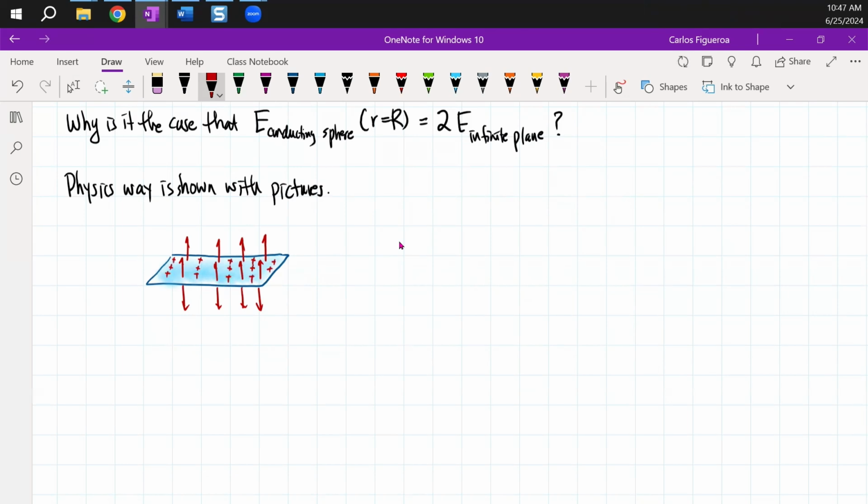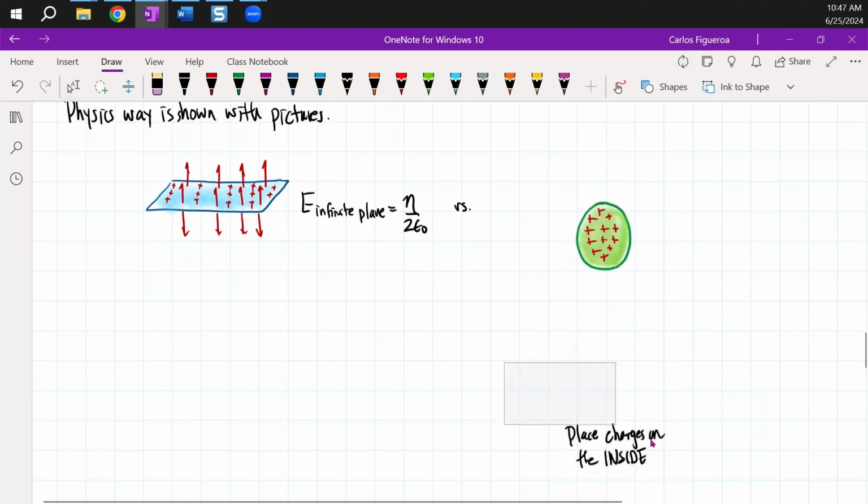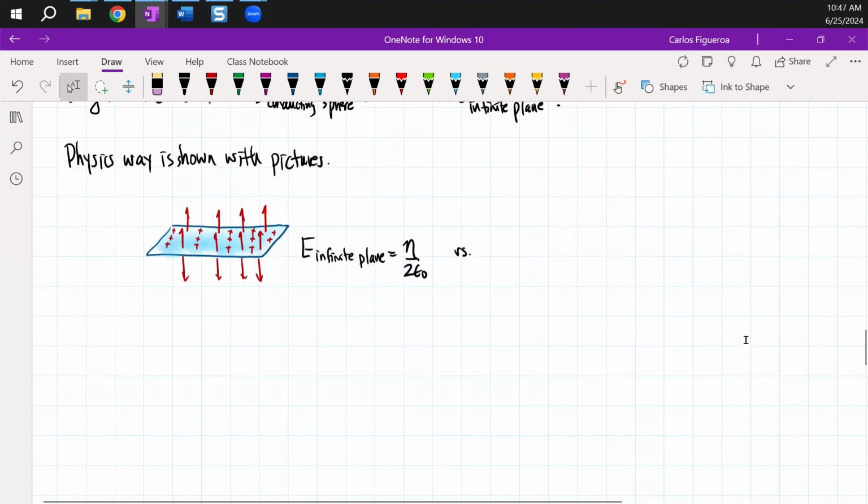Like that. So again, if I look at this field, you're seeing that this infinite plane is eta divided by 2 epsilon. So here's the thing that's really interesting to me. So now I have my sphere. Let me see if I still have it. Yep, I still have it. Well, it's not going to help me because I have charges inside. So let's just draw it.